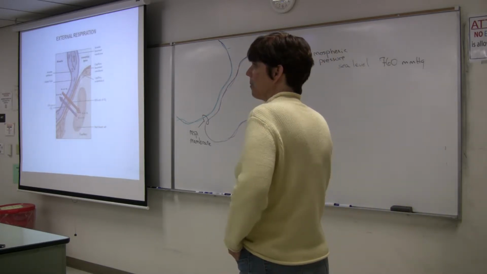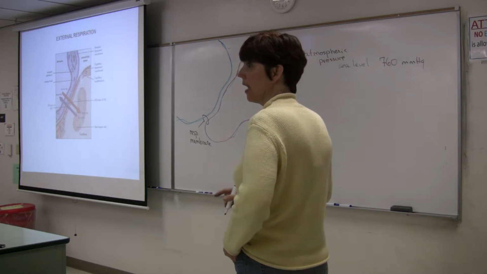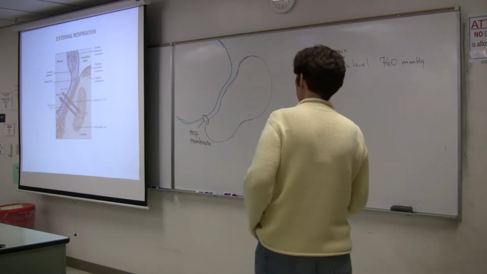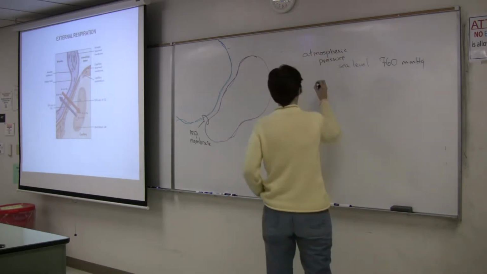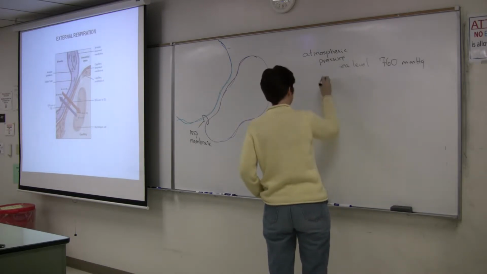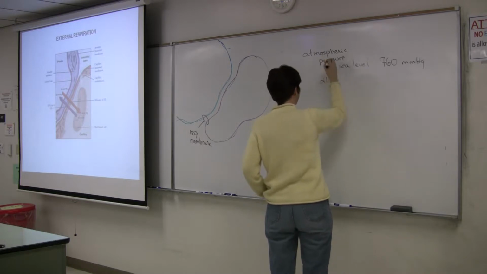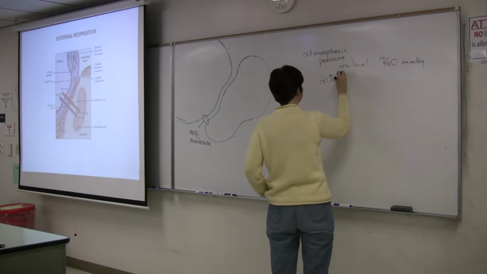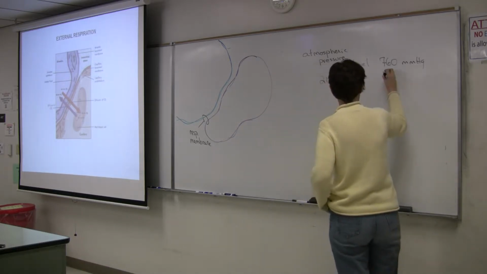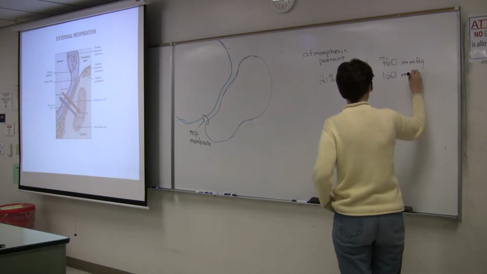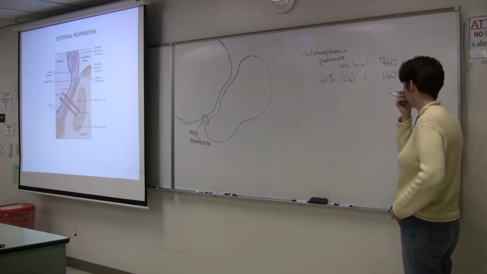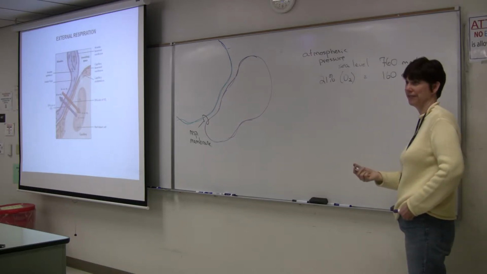Almost 80%, 78, 79% of air is nitrogen. About 20.9% of air is oxygen. So approximately 21% of atmospheric pressure is going to be oxygen. And that equals 159, we'll round it up, 160 millimeters of mercury. Okay? So this is what we call the partial pressure, all right?